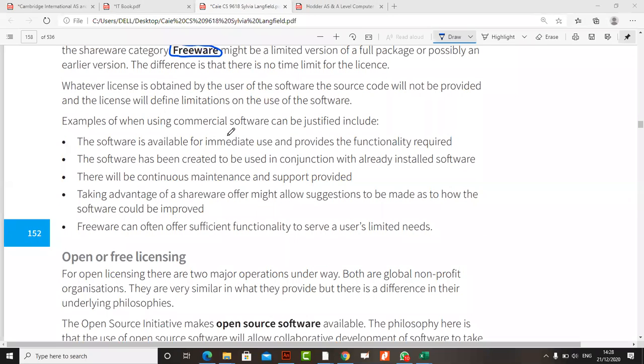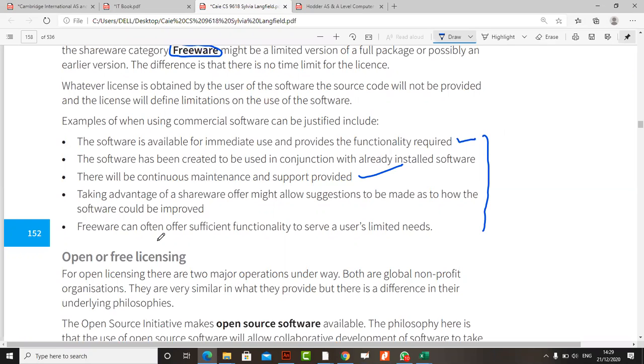Examples where using commercial software can be justified include when the software is available for immediate use and provides the functionality required. So obviously, commercial software you have to pay for, then you can download and use it. The software has been created to be used in conjunction with other systems. So wherever you have a commercial license, these are the properties that will always be maintained. You will always have customer support provided to you.